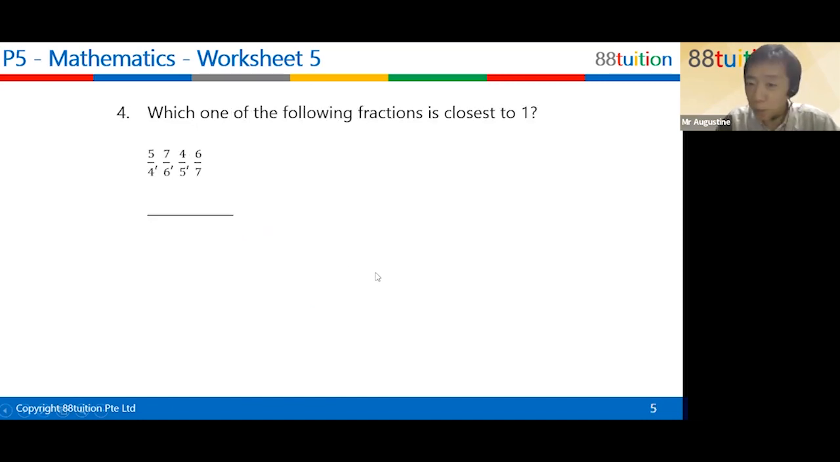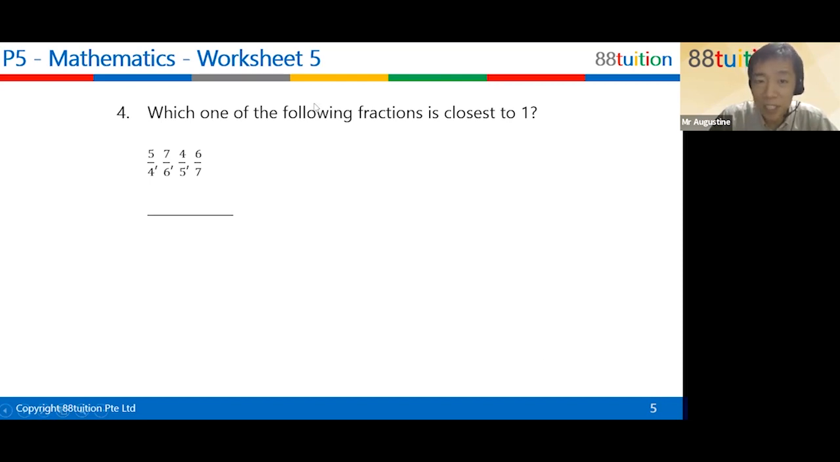I think there's 1 or 2 more warm-up questions. This is also a warm-up question before we come to the long word problems later on. Let's see this one. We are going to find the fraction which is the closest to 1. What is the meaning of closest to 1? What do we need to look out for? What do we need to do to see that it is closest to 1?